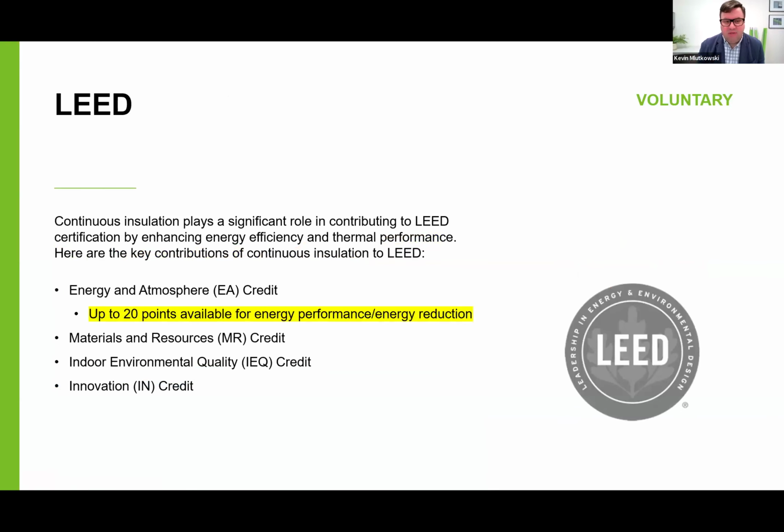Also looking at LEED certification, both the current version of LEED as well as LEED v5 that's coming out, expected to come out later this year. The single highest category to earn points is in the energy and atmosphere credit. Up to 20 points are available for meeting certain energy performance, energy reduction thresholds through the LEED rating system, providing significant opportunity, especially if you're seeking some of those higher LEED certification rating systems, the platinums, the golds, being able to make a significant impact using continuous insulation to reduce the energy demands of those buildings.